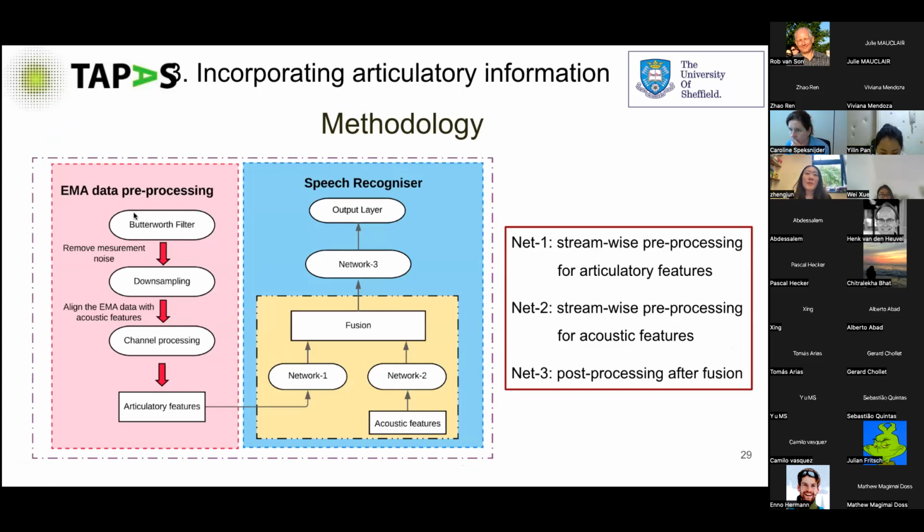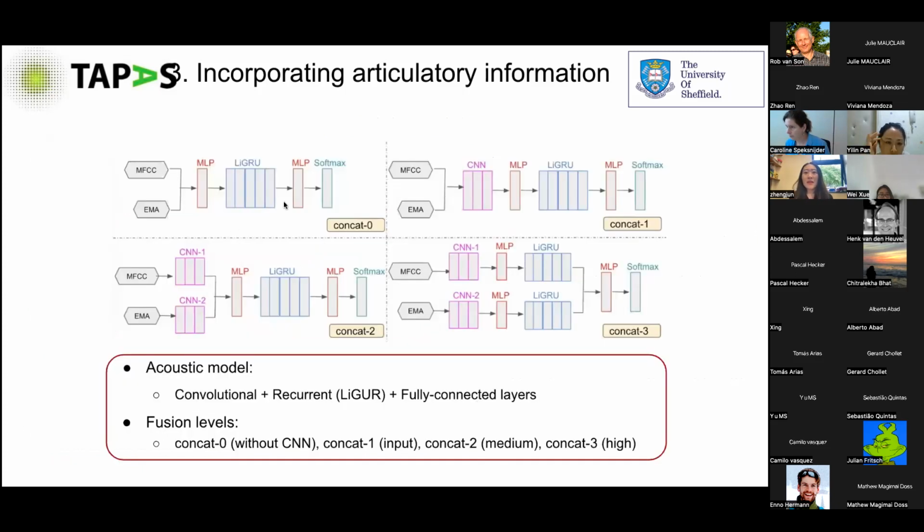By doing some pre-processing, like using a filter to remove the measurement noise, downsampling the signals, and choosing the optimal channel, we got these articulatory features. By using different neural networks, we fuse these two features at different levels. And we found that, so these are the different concatenation schemes.